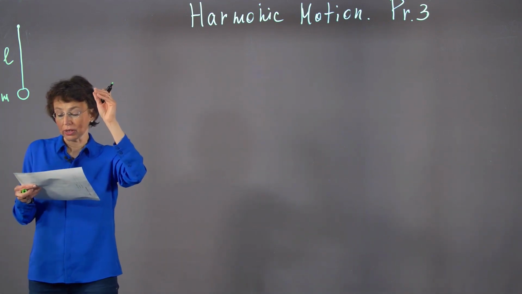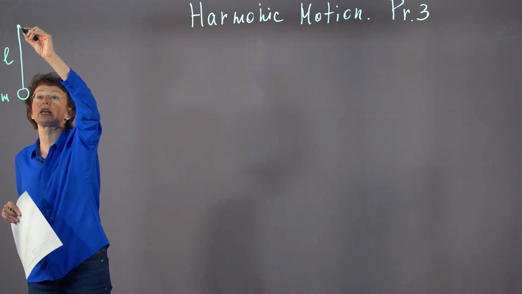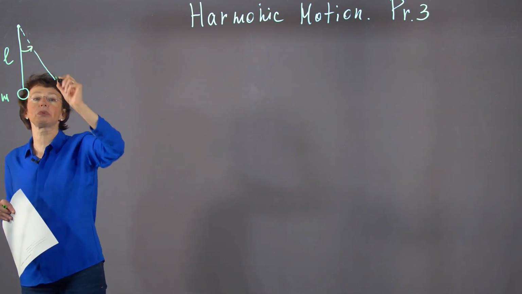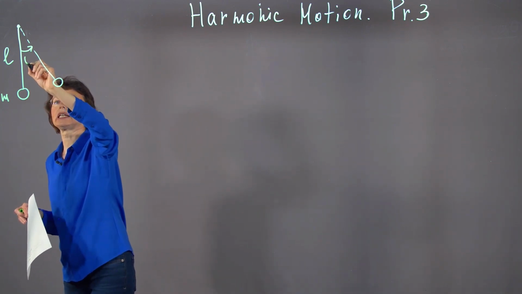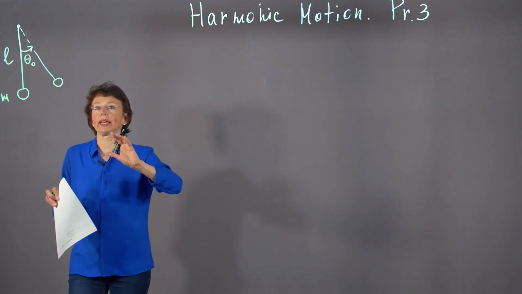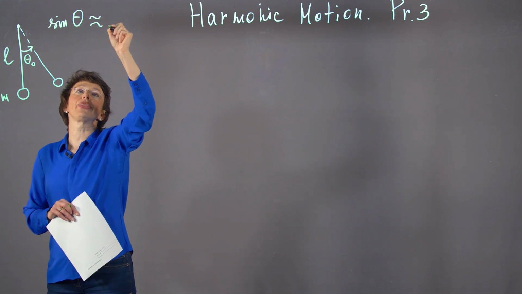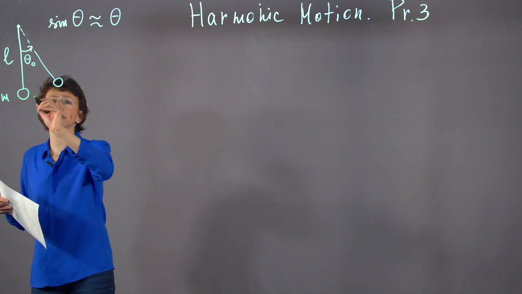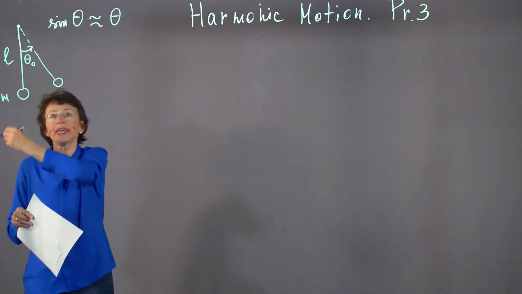At time moment 0, this object will be displaced at a small angle, and we will count this angle from vertical. This will be a small angle, and this will be the object now at angle theta naught. And this angle theta naught is a small angle, such that we can use small angle approximation: sine theta is approximately equal to theta. So at time moment 0, I bring this object to angle theta naught, and then I let it go.